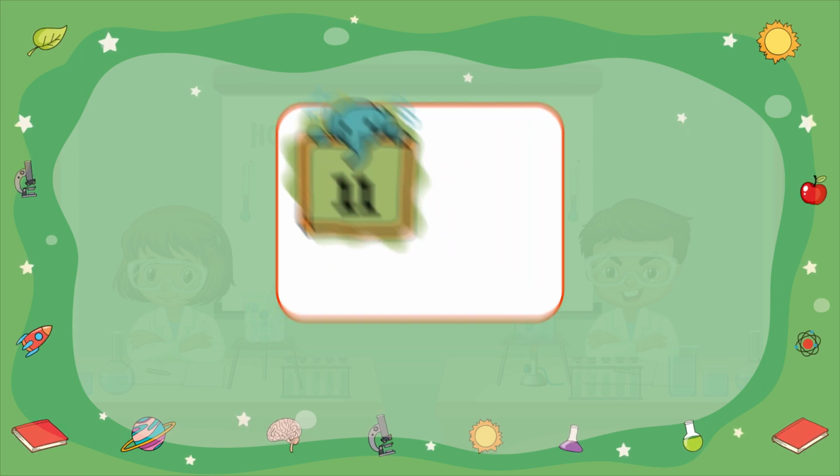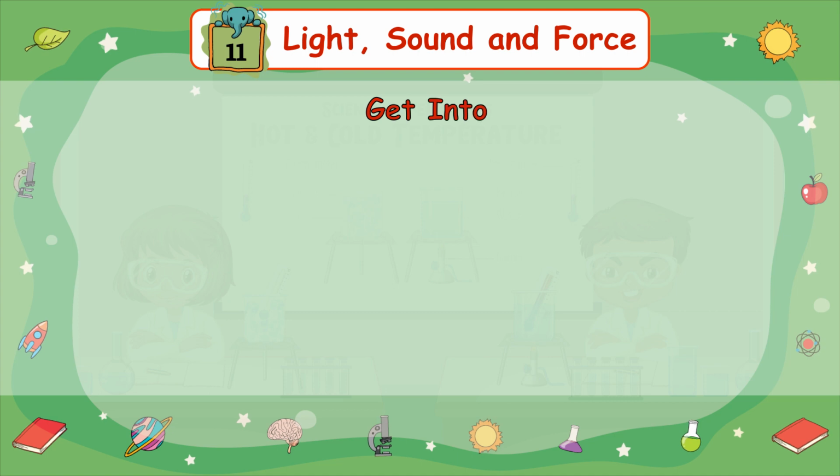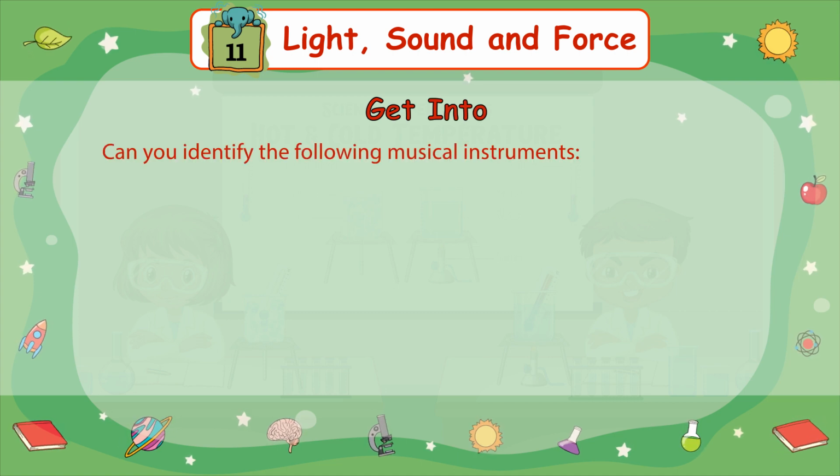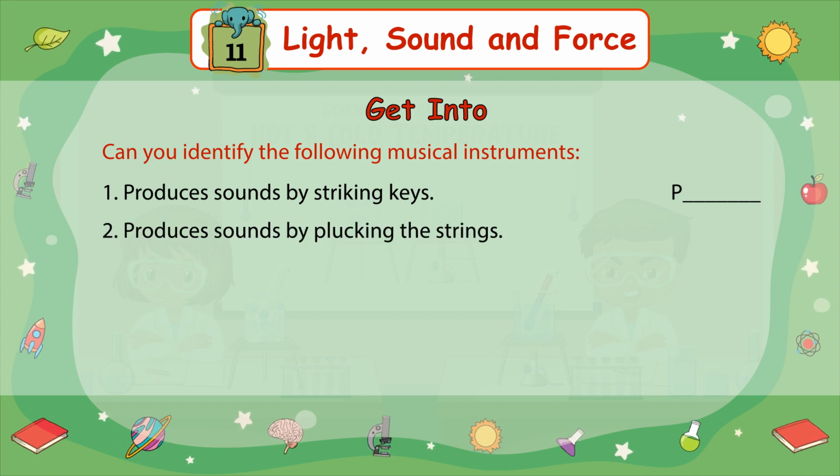Chapter 11: Light, Sound, and Force. Get into. Can you identify the following musical instruments? Number 1. Produces sounds by striking keys. P. Number 2. Produces sounds by plucking the strings.